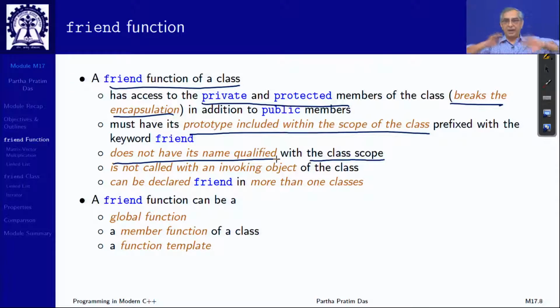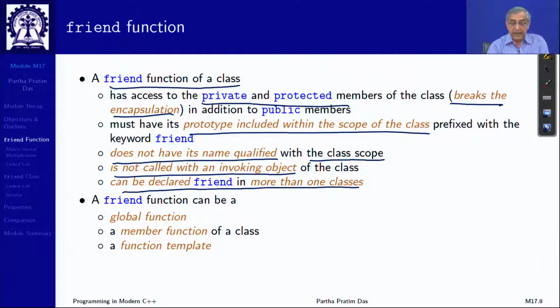Family also has access, because they belong to the same group, but a friend is someone who is not a part of that, but has a similar kind of access. So, the name is not qualified and it is not called with an invoking object, because it does not have a this pointer of this class, may have a this pointer of some other class, and a function can be declared a friend in more than one class, not necessarily in only one class.